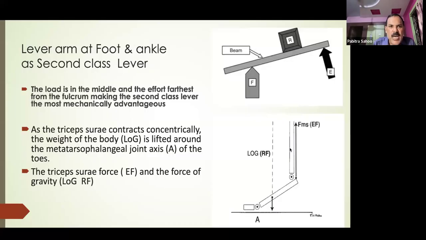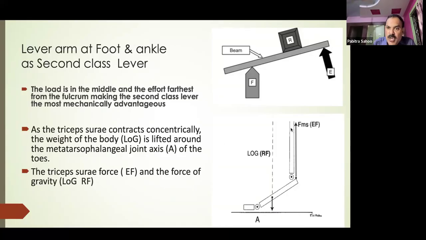So we have already discussed that this is a second class lever. Here the load is in the middle of the foot and the effort is farthest from the fulcrum. This is the fulcrum. Being farthest makes the second class lever the most mechanically advantageous. That is possible by the strong action of the gastrosoleus muscle. Both the muscles work effectively here.